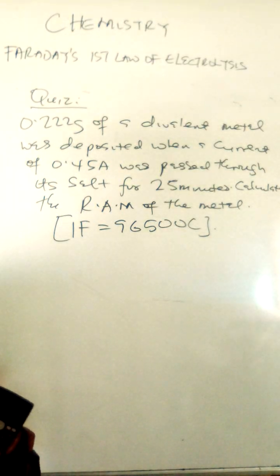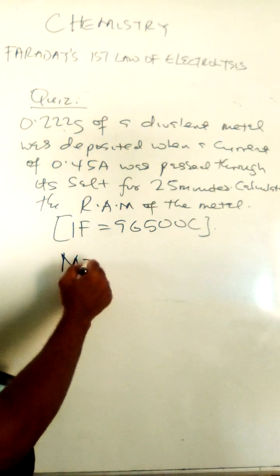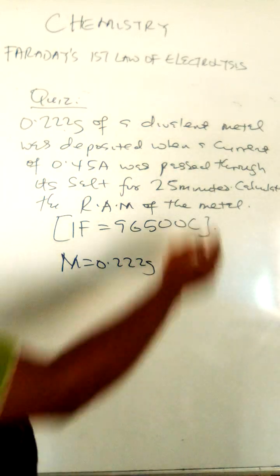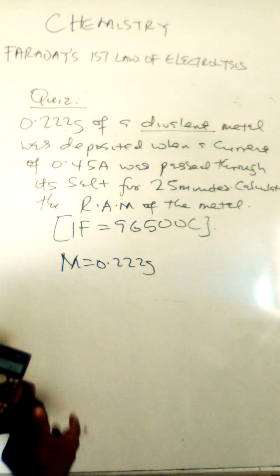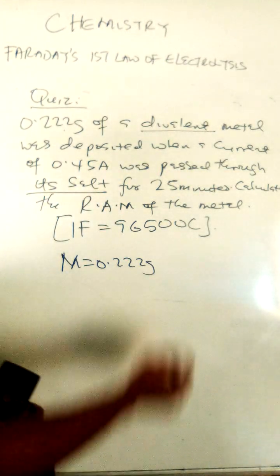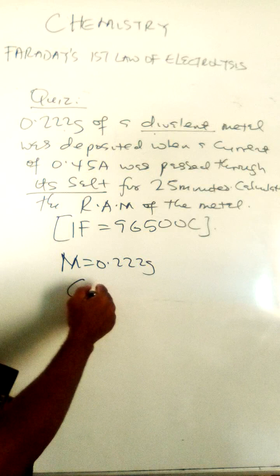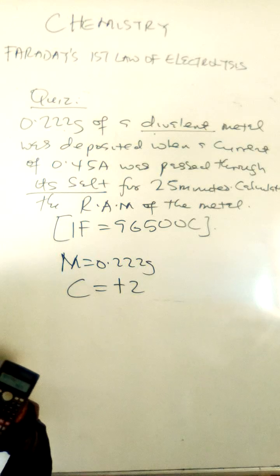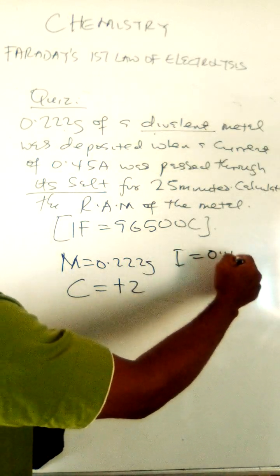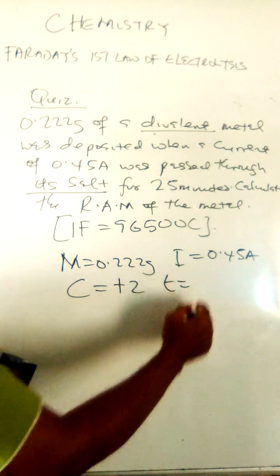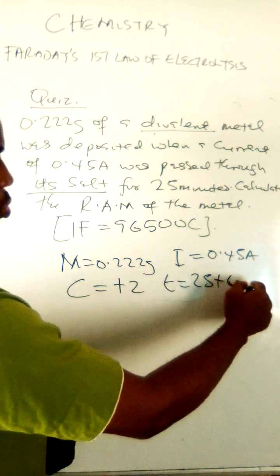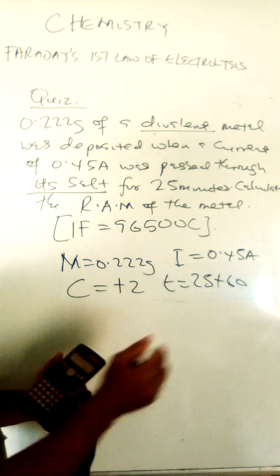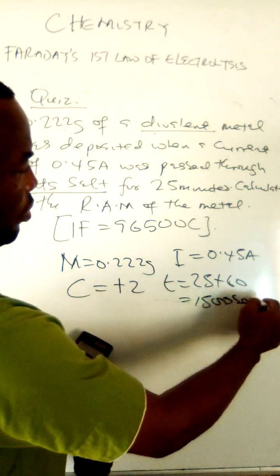On Faraday's first law, the mass of the metal is 0.222 grams. Then we don't know the name of the metal, or we don't know the name of the salt. But we have a clue that the metal is divalent, that is, has valency of 2 or charge of +2. Then the current used is 0.45 amperes. Time is 25 minutes, which we convert to seconds. Multiply by 60, since 60 seconds make a minute. That gives us 1,500 seconds.